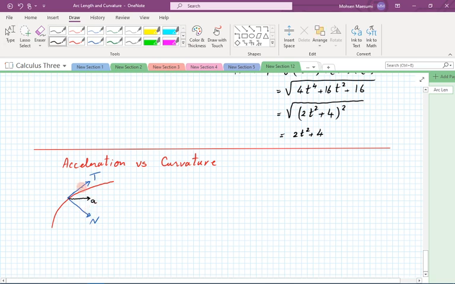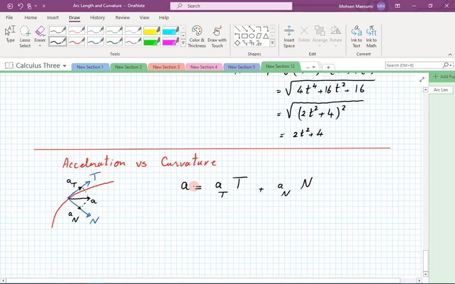Acceleration has 2 components. One is called tangential acceleration, that's a sub t, and the other one is sometimes called normal acceleration, that's a sub n. So the acceleration breaks naturally into 2 pieces: a sub t, that's a number, times T, plus a sub n times N.